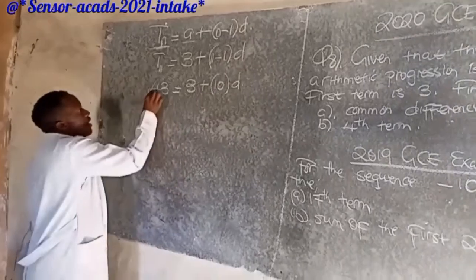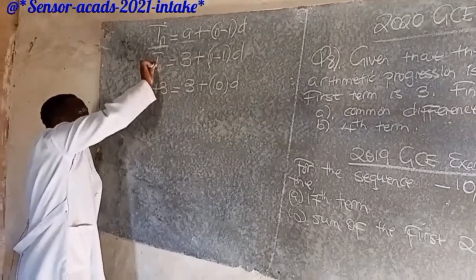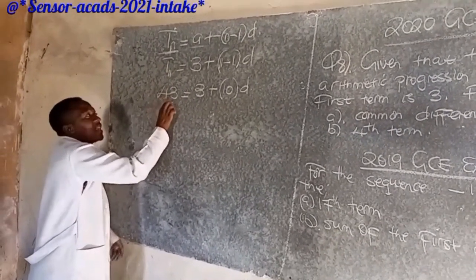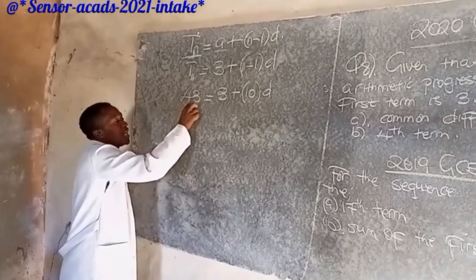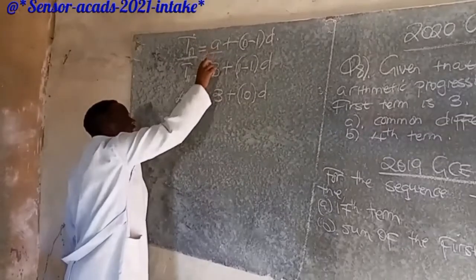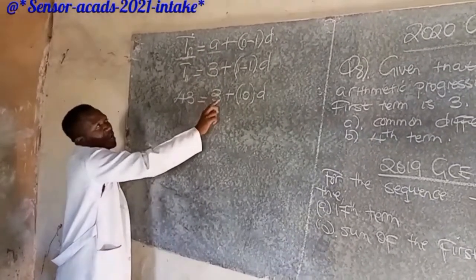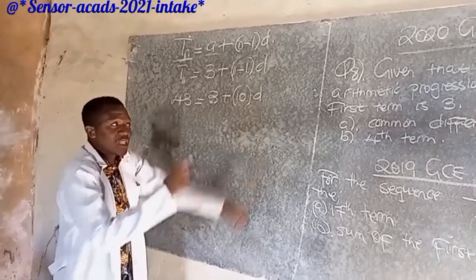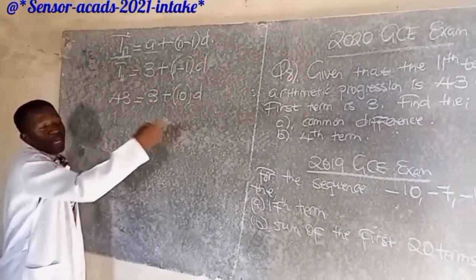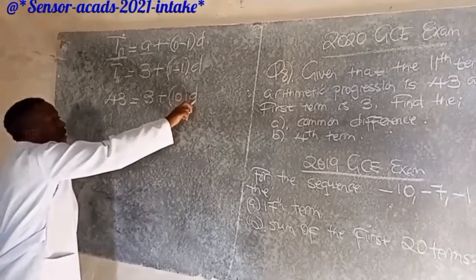So where there is the 11th term expression, we replace it with the exact number they gave, which was lying on the 11th position. The number is 43. Equals the first term, which was given as 3, the one we brought down here, plus after subtracting, the difference was 10, then d. And the first question on A is saying find the common difference. So we know this is our target.